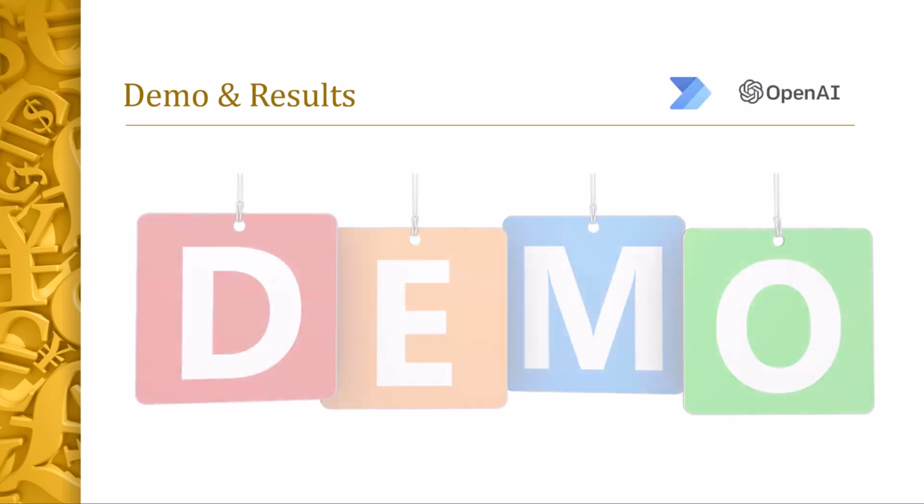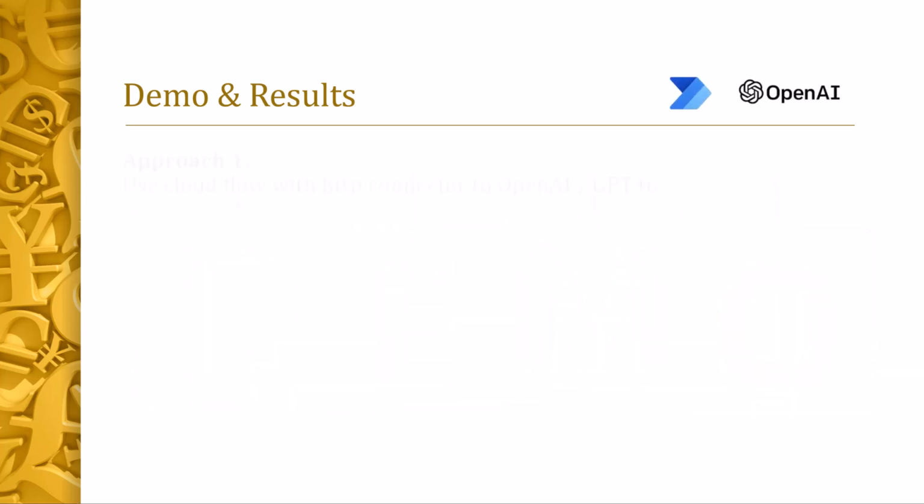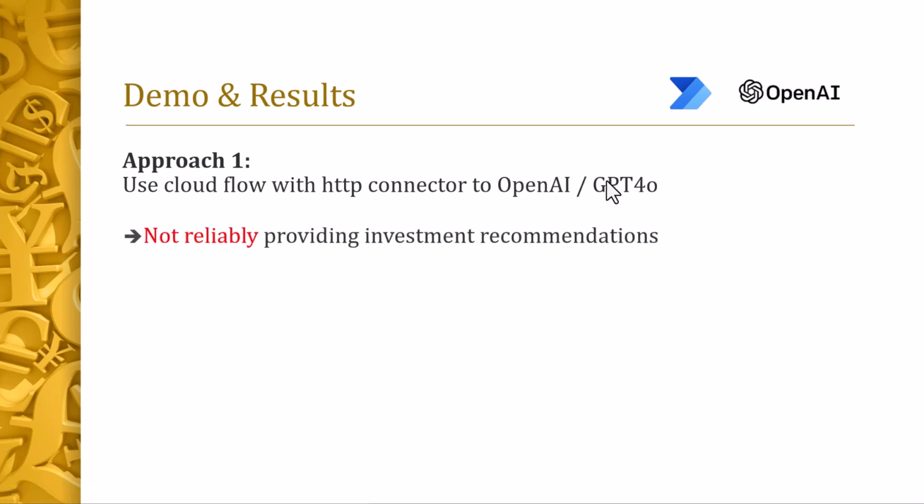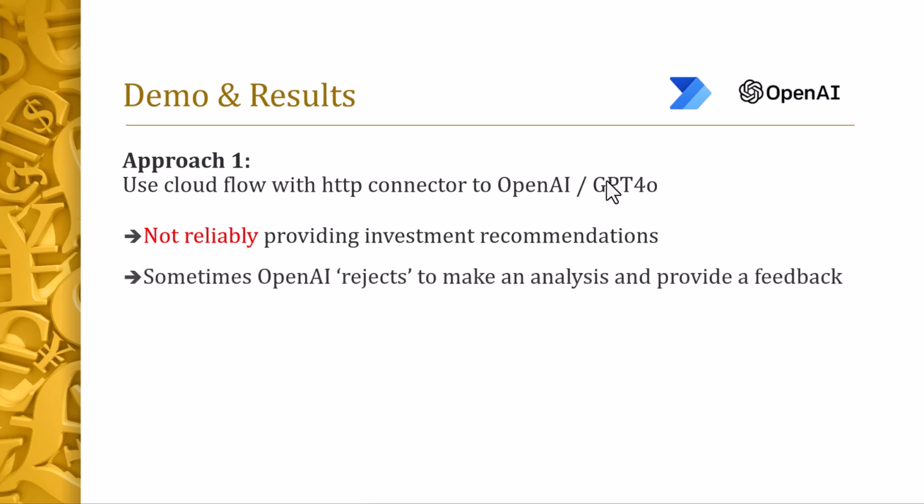Okay, so after the demo, here is a short summary. First, the first approach, where I used the HTTP connector to OpenAI, asking what stocks would be good investments. That one did not reliably create investment recommendations. Many times when I run the flow, I get an answer: "Hey, I cannot make recommendations. You should check other websites and be careful." So sometimes I get a result, sometimes not. And that was not reliable for me.